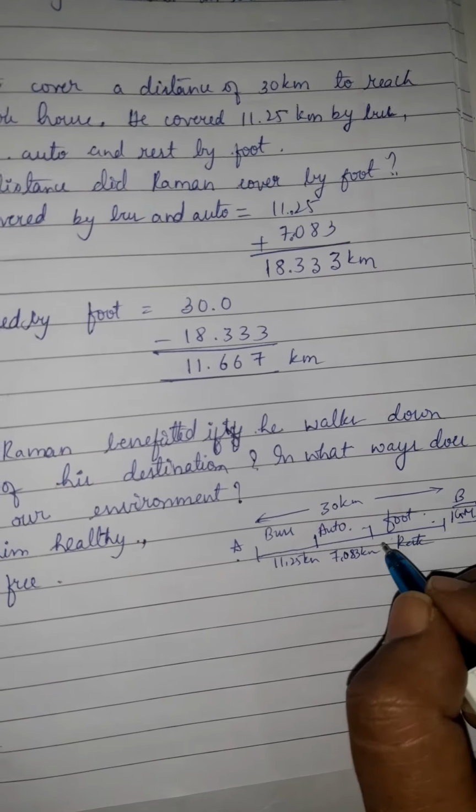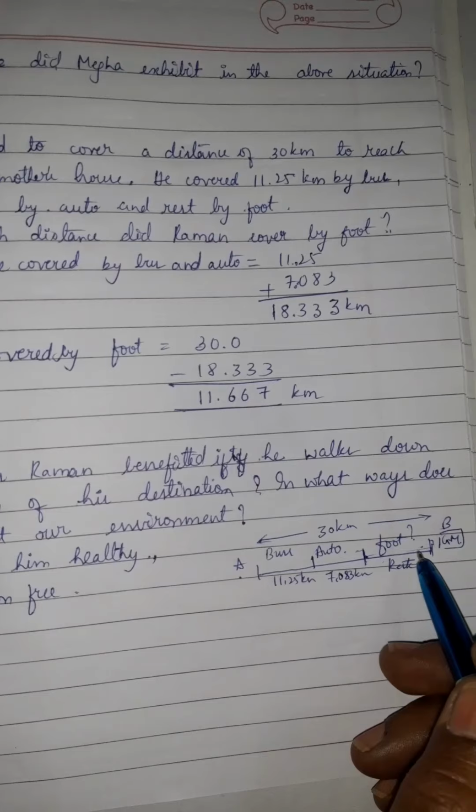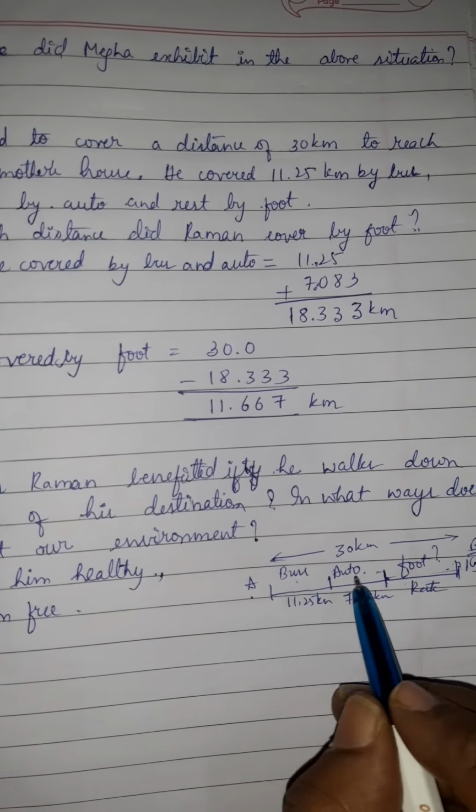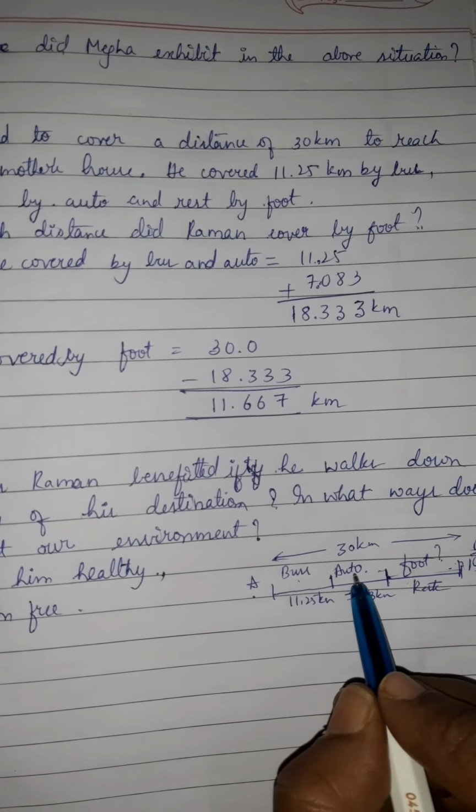The question is, how much distance did Raman cover by foot? What is the distance covered by Raman by foot? Before finding the distance covered by foot, we have to find the distance covered by bus and auto together. To find this, we should add 11.25 plus 7.083. We get 18.333 km. Before adding, we have to convert it into like decimals, then we have to add, children.